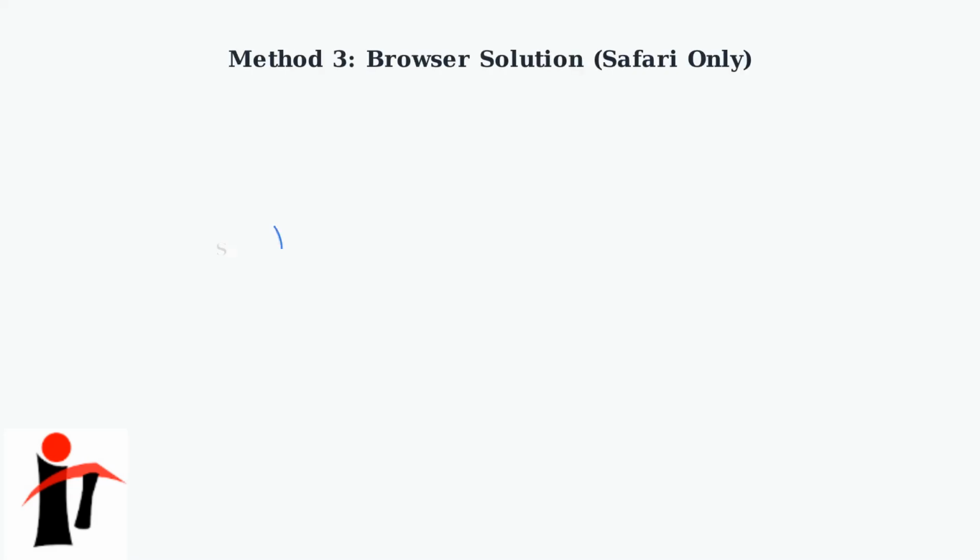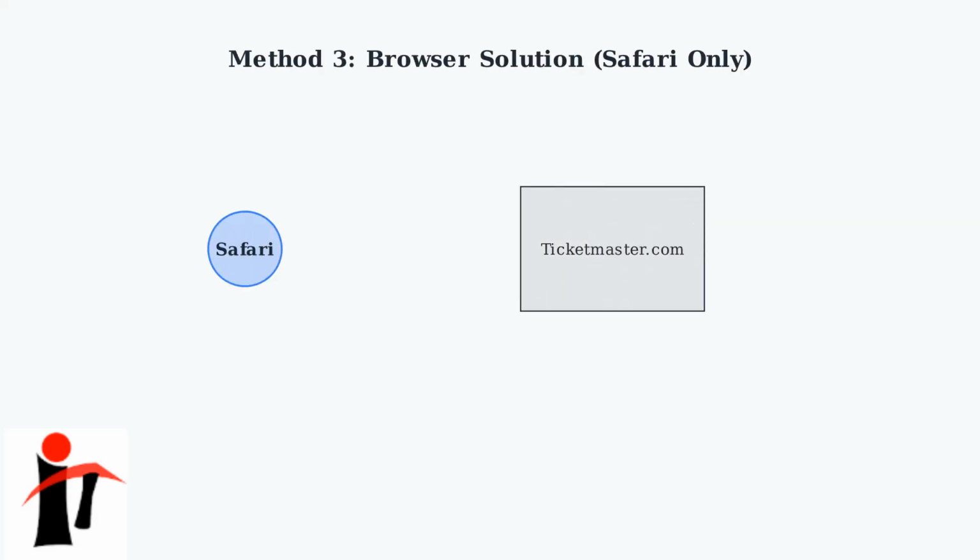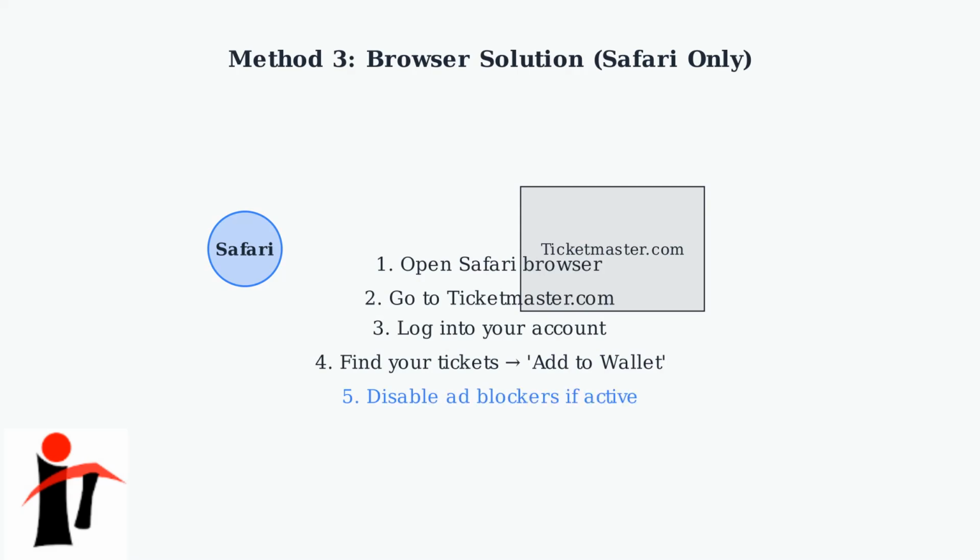Method 3 uses your web browser. This is important. You must use Safari browser specifically, as other browsers may have compatibility issues with Apple Wallet. Open Safari and log in to Ticketmaster.com. Navigate to your tickets and select "Add to Wallet." Make sure to disable any ad blockers, as they can interfere with the wallet integration process.